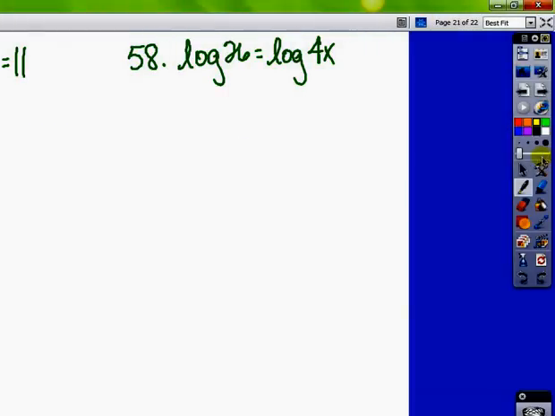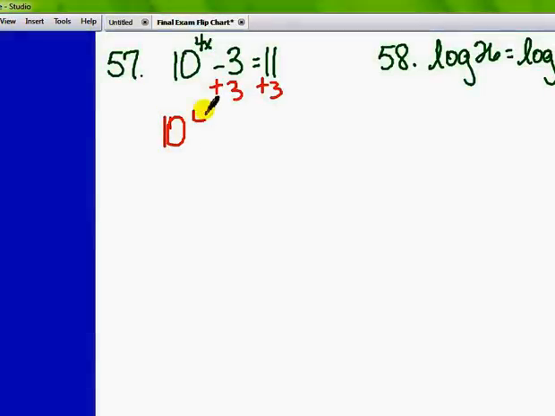This is our last 2 questions. Whoa, that's great. All right, we're asked to solve this one. So again, it's kind of like when you do radicals, you got to isolate this portion right here. So I'm going to start by adding 3. And that gives me 10 to the 4x is equal to 14.